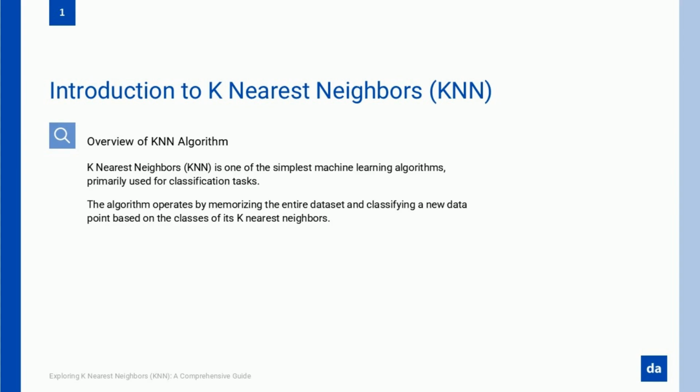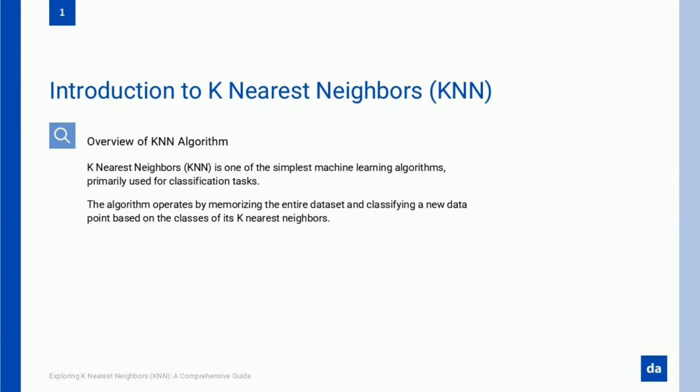At its core, KNN is a classification algorithm that makes predictions based on the votes of its nearest neighbors. Instead of training a model with fancy equations, KNN memorizes the entire dataset and classifies new points by looking at the closest examples. It's super simple.